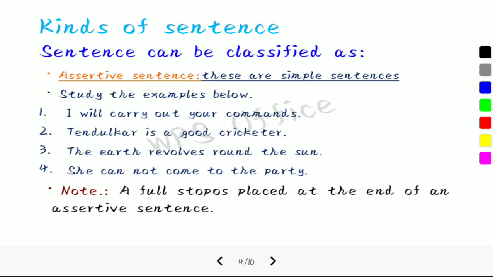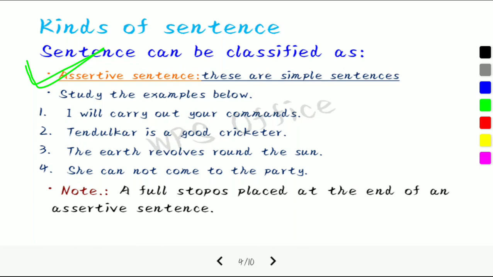Okay. We must know that there are kinds or types of sentences. Sentences can be classified in different parts, different types, different kinds. So one by one, we will learn about all these. First of all, we will learn about assertive sentences. What are these assertive sentences? These are simple sentences, nothing else. Let us study some examples below.